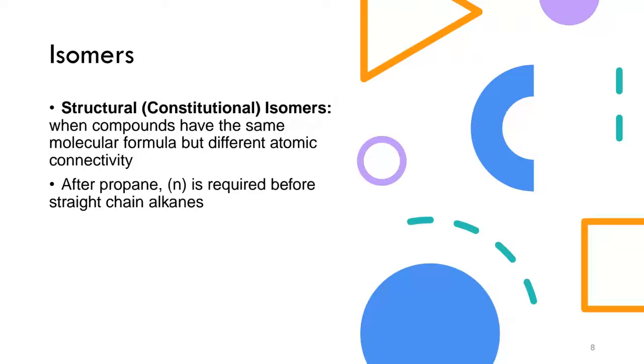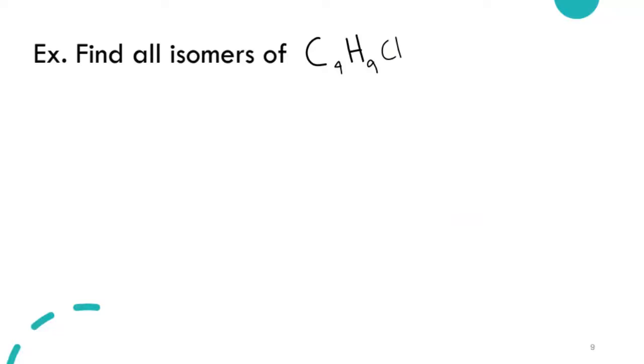All right. So isomers, when you have the same molecular formula, but they have different connectivity. These are called structural isomers or constitutional isomers. This is why after propane, if it's just a straight chain alkane, you need to have an n in front of it to show that it's normal, a straight chain alkane, not branched. I have another example of this. I think you have to do something like this on your homework.